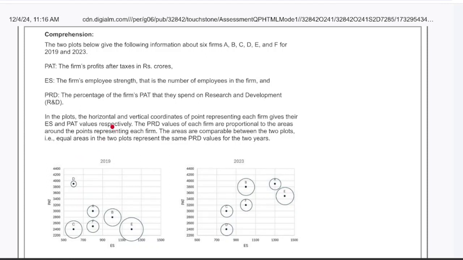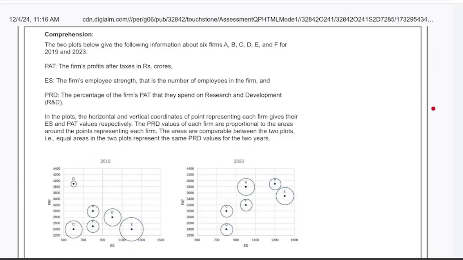CAT 2024 Slot 2 puzzle number 4. This puzzle had a lot of calculations, so it was quite lengthy, but yes, it is still doable. Let's do it. Two plots below give the information about six firms A, B, C, D, E, and F, for 2019 and 2023.